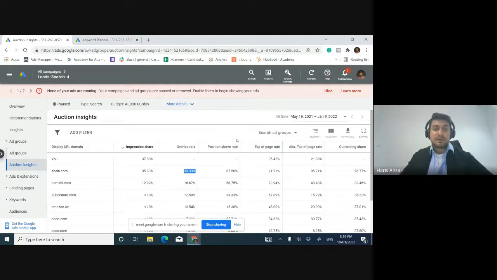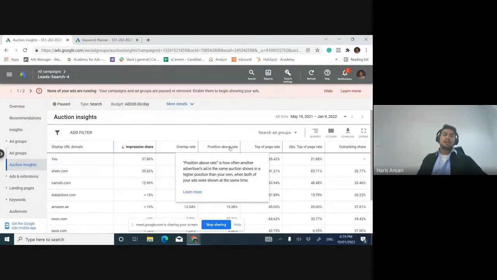Then we have position above rate. Position above rate tells you how often your competitors were ranking better than you. Like they were above you. Maybe, let's say, you were on fourth position, they were on third position. What's the percentage of that number?